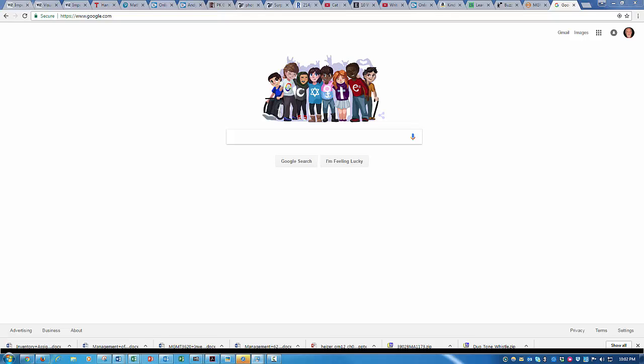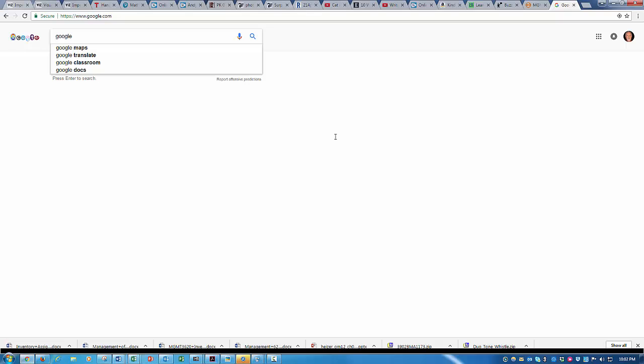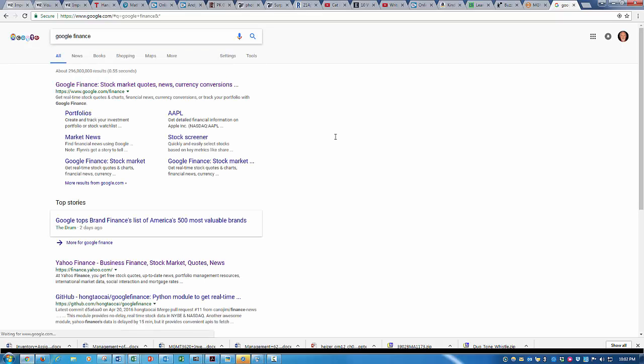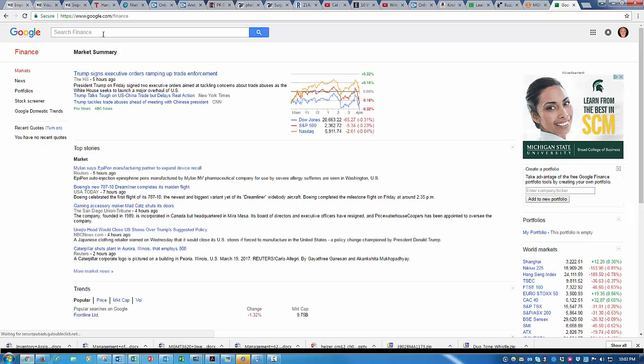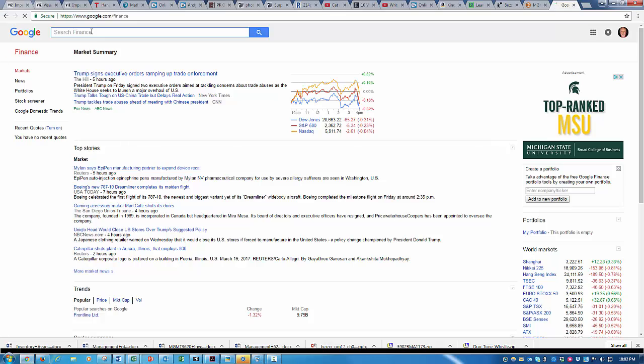Hi, I'm going to step you through once again how to get the information that you need for working an inventory turnover problem. So we need cost of goods sold divided by inventory, and we're going to get that in Google Finance. I'm going to start off here in Google, and I just type in Google Finance, and that brings me to here. We follow that on to this market summary, but we need to look at individual companies.